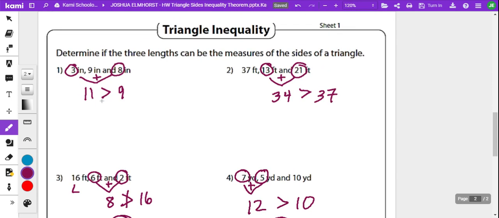3 plus 8 is 11. This is true. And 34 is not greater than 37. 13 plus 21 is going to be 34, so this would be false.